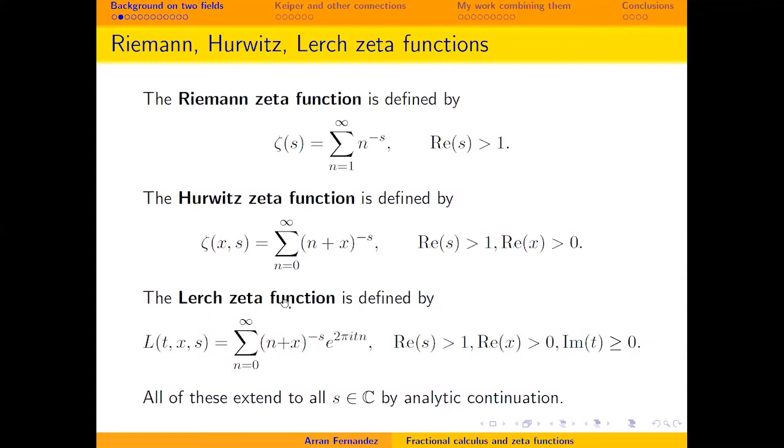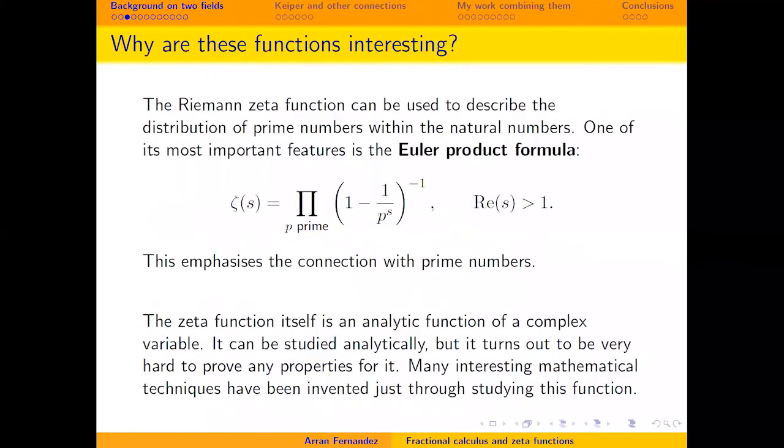The Lerch zeta function is another generalization where you have three complex variables. You have t and x and s. Now, all of these three functions are defined on the assumption that s has a real part bigger than 1. That's an assumption for all of them, but we can get rid of this assumption using analytic continuation. So all of these definitions can be extended to all complex numbers s.